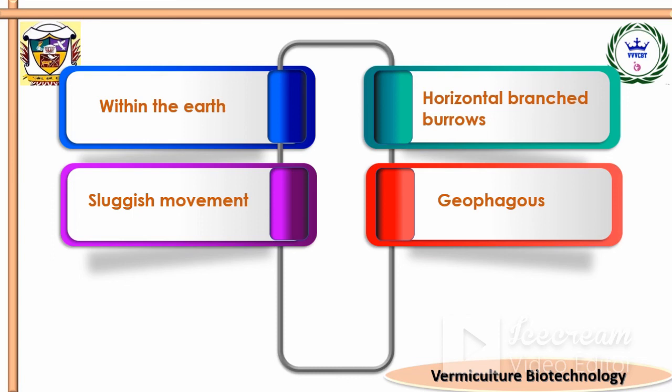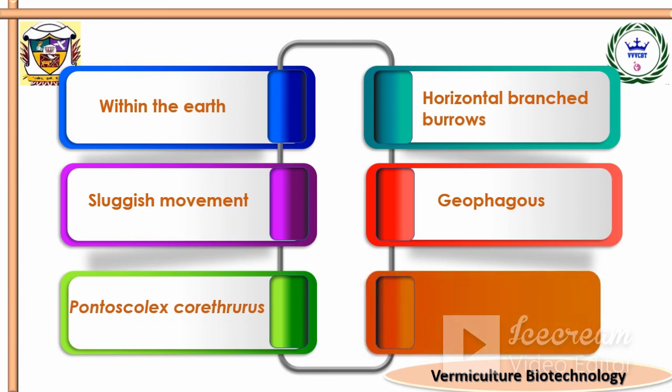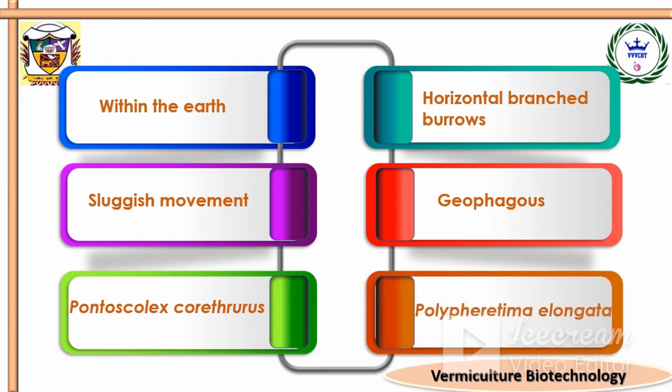The life cycle of endogeic forms has a long period. They are also used for vermicomposting. Some of the common endogeic earthworms that have an important impact on the soil structure and are used for vermicomposting are Mallehulus, Megascolex concanensis, Perionyx elongata, Metaphire posthuma.